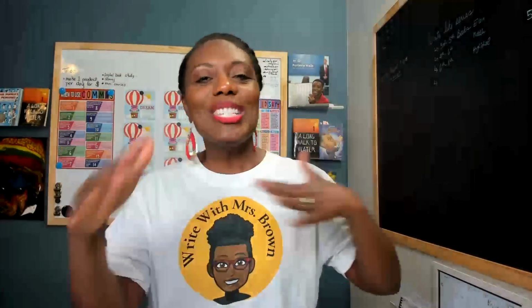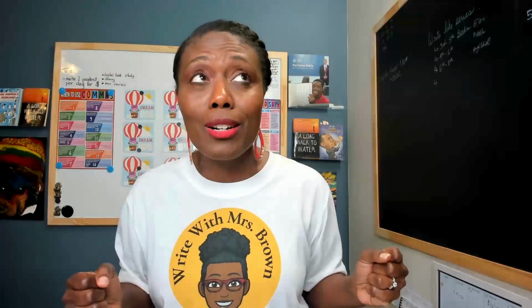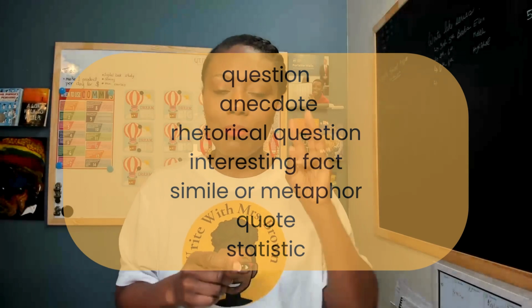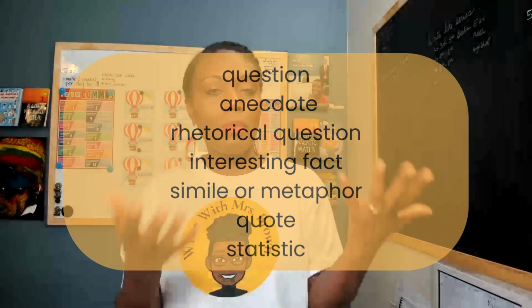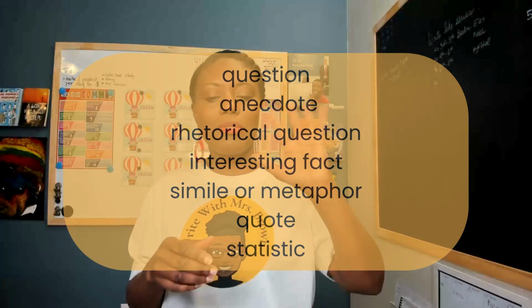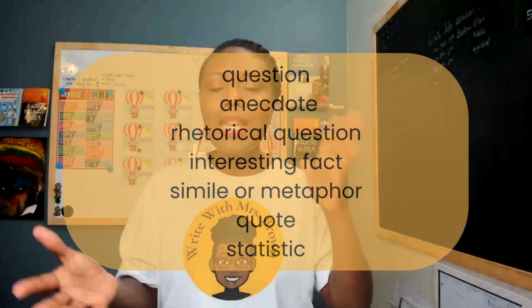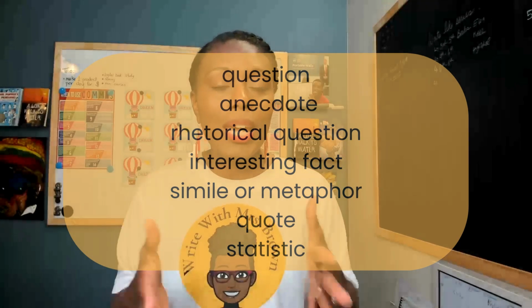Anyway, so just a recap. Here are 7 ways that you can grab your reader's attention so your papers don't start out boring and you want to make them beg you to tell them more. All right. Number 1, start with a question. Number 2, start with an anecdote. Number 3, start with a rhetorical question. Number 4, start with an interesting fact. Number 5, simile or metaphor. Number 6, start with a quote. And number 7, use a statistic.